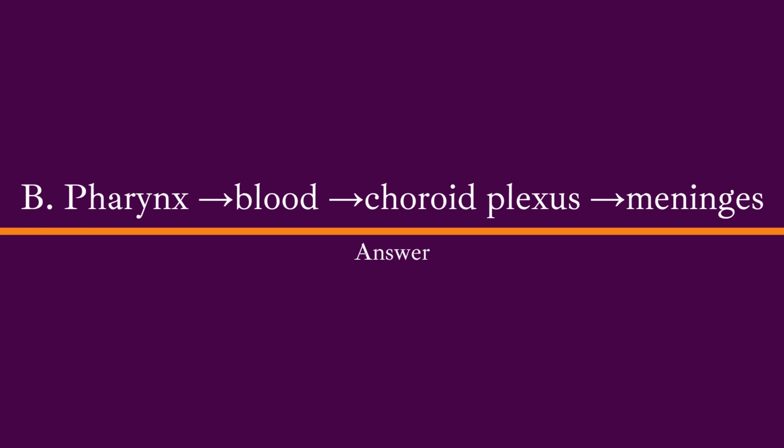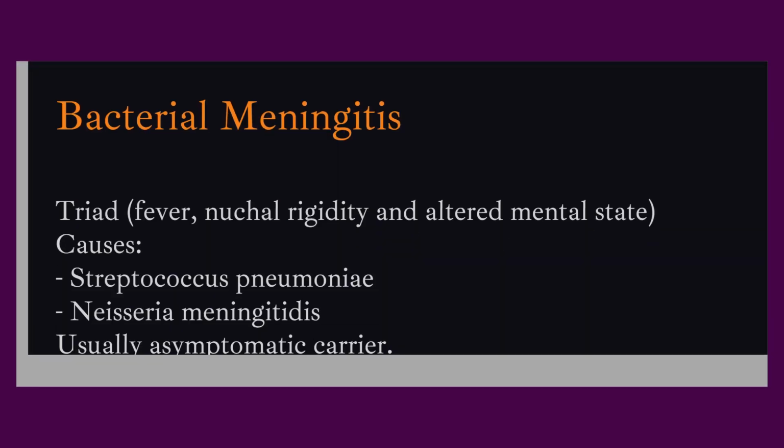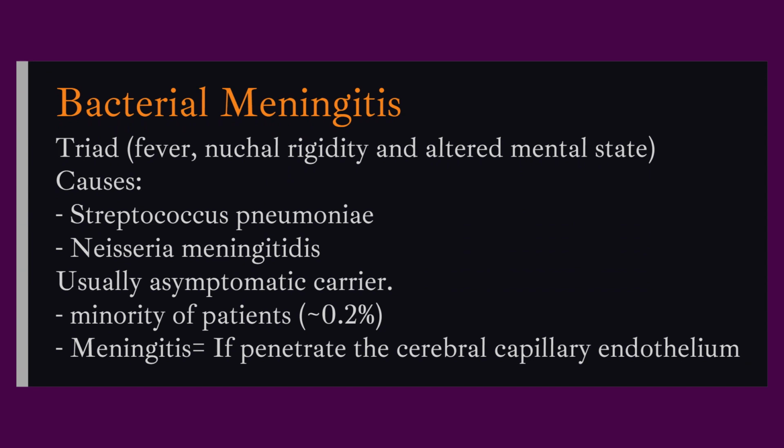Congratulations if your answer is B, which is pharynx to blood then to choroid plexus then to meninges. This question is designed with the focus to assess your ability to apply foundational science concepts. Acute bacterial meningitis is a life-threatening infection that classically presents with the triad of fever, nuchal rigidity, and altered mental state. Most cases are caused by Streptococcus pneumoniae, which is a gram-positive coccus, and Neisseria meningitidis, which is a gram-negative diplococcus.